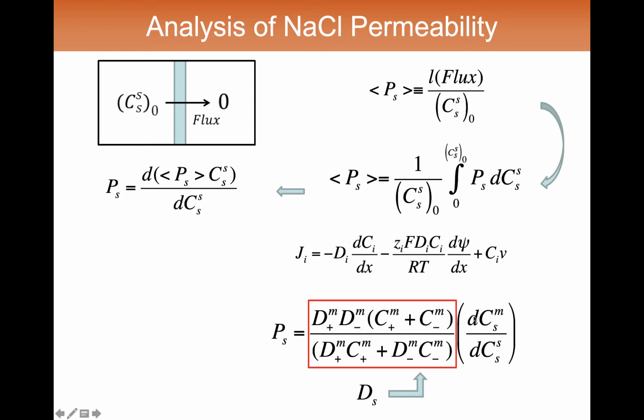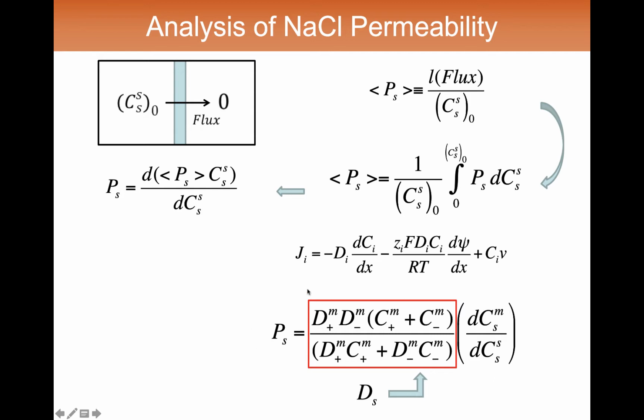The second term is the change in the concentration of mobile salt, that would be coions, in the membrane relative to the change in the concentration of salt in the external solution. So this is just going to be the partition coefficient or the sorption isotherm.